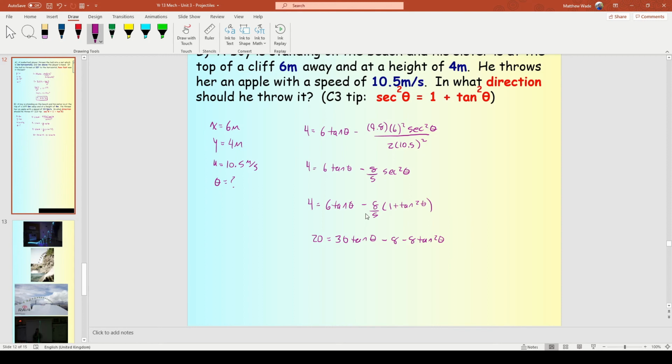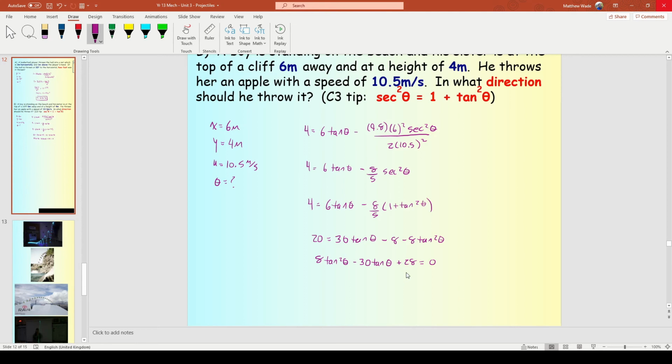Cool. I've got tan squared and I've got tan in the same equation, which means we're quadratic. So I'm going to put everything left so I can have my tan squared as positive. So 8 tan squared theta, take away 30 tan theta, and then I have 20 take away 8, which is going to be 12. So then we're going to be take away, no, we're going to be plus, no, hang on, I did that wrong. Oh, that was lucky, I spotted that. Just about to make a mistake. 20 plus 8 then is going to be 28. Plus 28 equals 0.